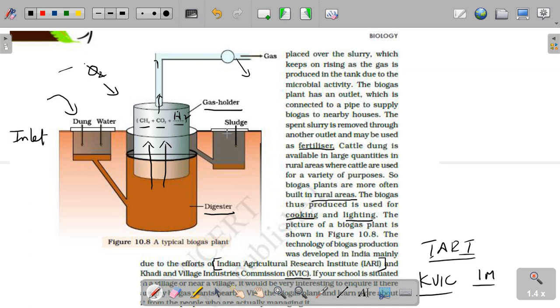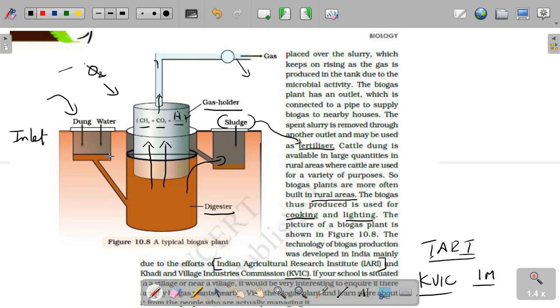Now, what about the already digested dung which is present in the digester? It will be moved into this tank called the sludge tank. This sludge will not go to waste. So what will it be used for? It will be used as fertilizer in the agriculture farm. So this is how the biogas plant can be produced or maintained, and also it can be helpful for farmers or people living in rural areas. They can produce biogas by themselves.